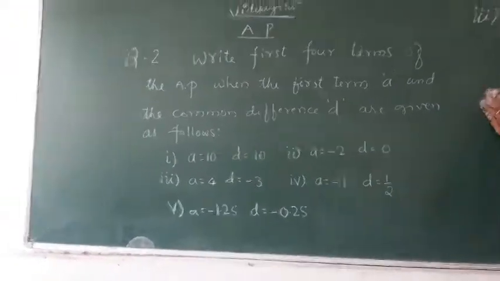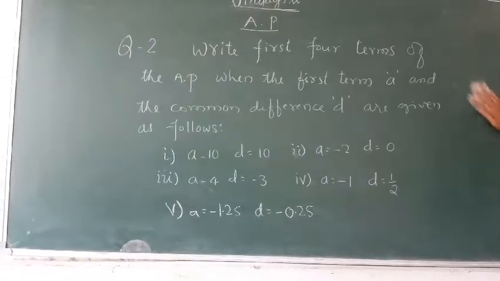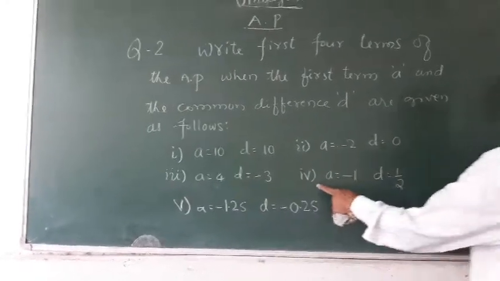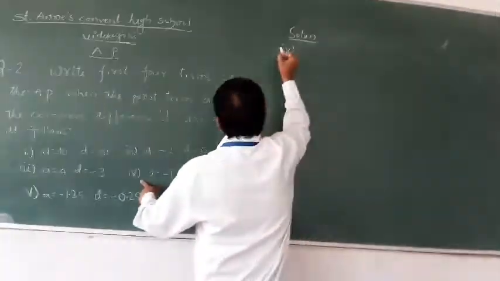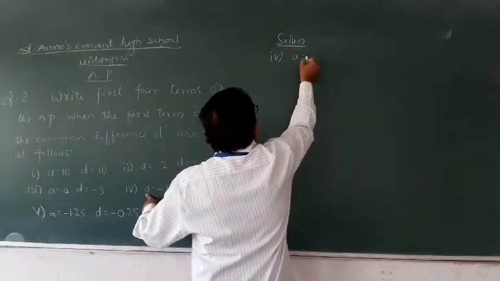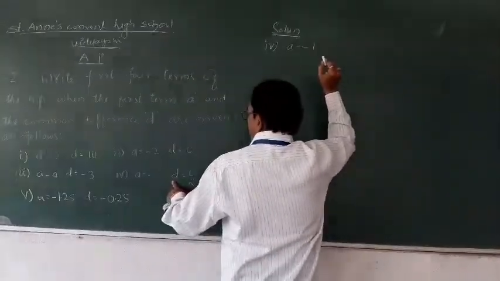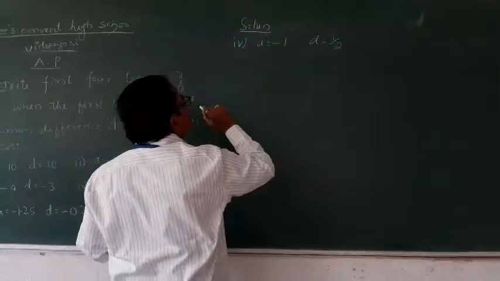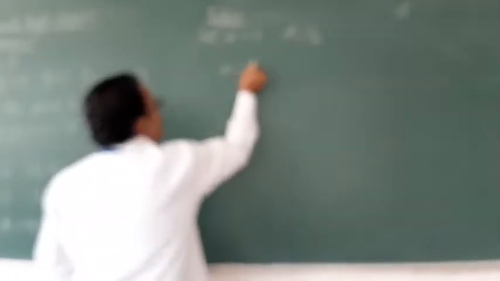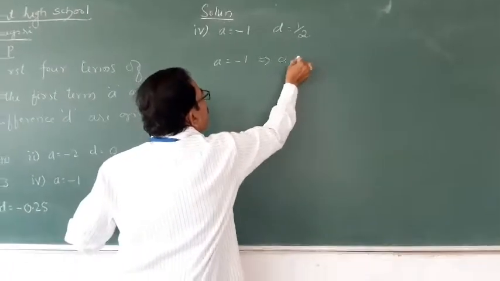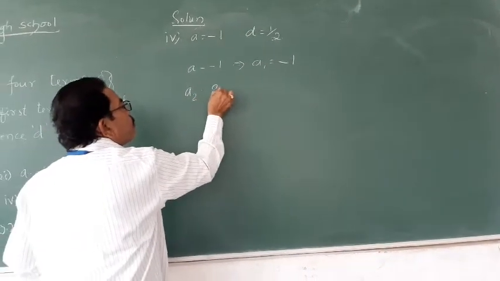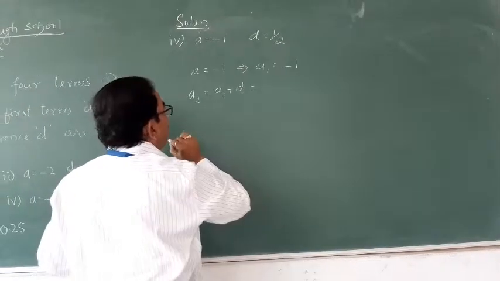Next, the fourth one. A equals minus 1, D equals 1 by 2. A equals minus 1, that implies A1 equals minus 1. Then A2 equals A1 plus D.